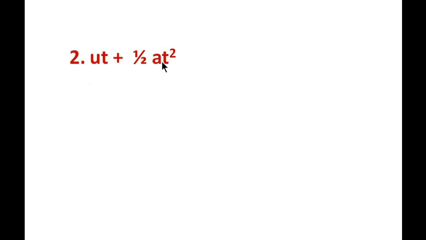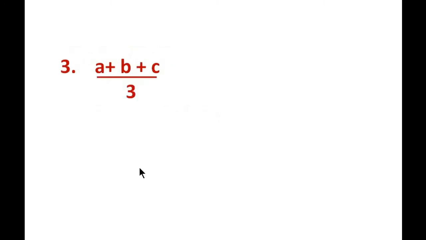ut plus half at square: u star t plus half star a star t star t. For this t square, you can use t star star 2 also. Next question, a plus b plus c the whole divided by 3. That is, division is for a plus b plus c. So put the bracket for a plus b plus c, then whole divided by 3.